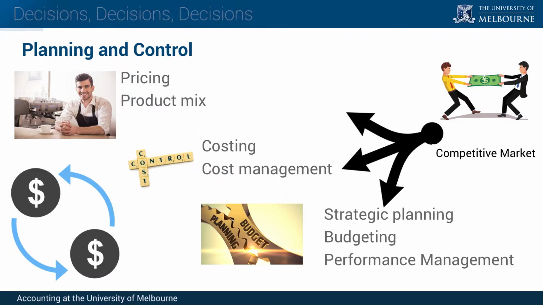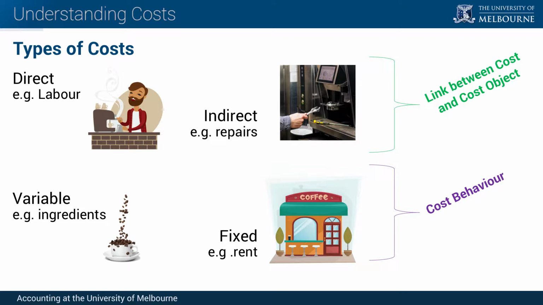Let's explore this further. How much does it cost Barry's Barista Bar to produce a cup of coffee? To address this question, we need to understand the different types of costs involved. Accounting distinguishes costs along two dimensions: the behaviour of the cost and the link between the cost and what is being costed, or in technical terms, the cost object. Importantly, these two dimensions are not mutually exclusive.